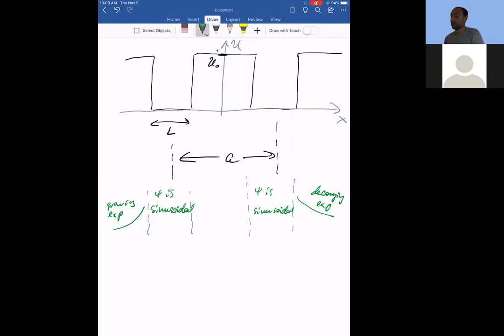Similarly, we eliminated the growing exponential on the right, because there would be an infinite amount of area underneath it to the right of the right well. But in between the two wells, you can have both growing and decaying exponentials. So you can have a linear combination like this, or like this. In other words, they can have either the same sign or different signs: growing plus or minus decaying exponential. So you already know the structure, right?